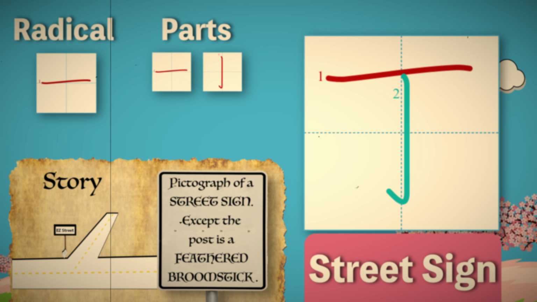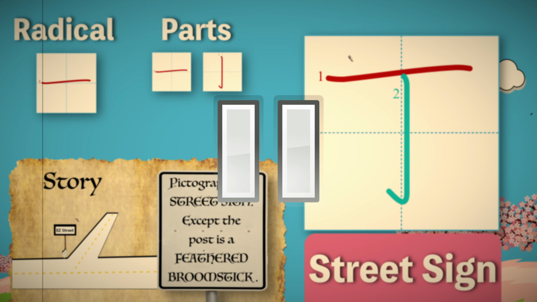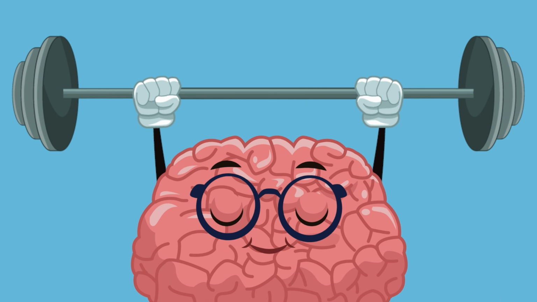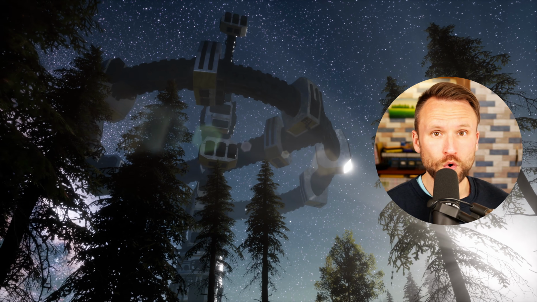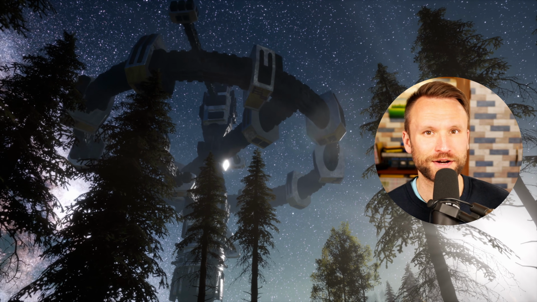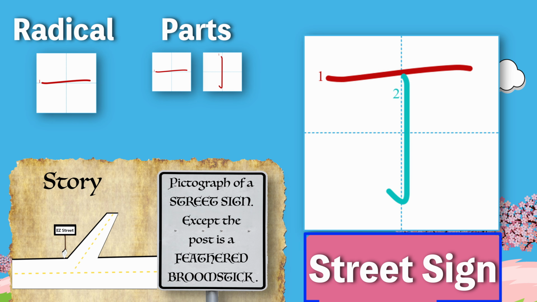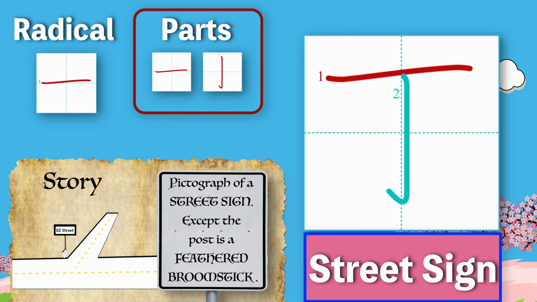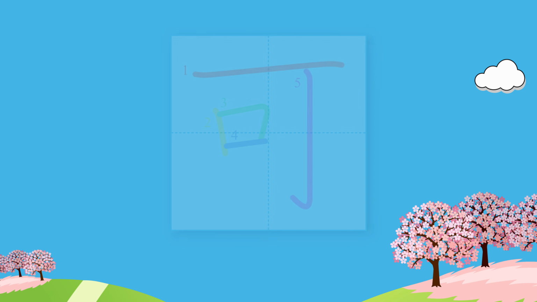For our story, we're going with a pictograph of a street sign, except the post is a feathered broomstick. Remember that it's a good idea to pause the video after each story and really try to imagine it, or to create a story of your own that will help you remember the kanji even better. Make sure the story contains the meaning and every single part in some way.